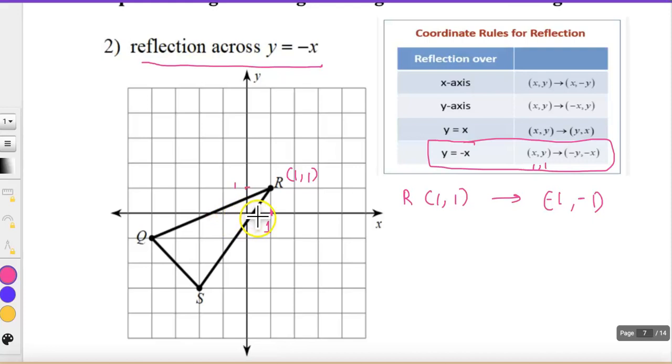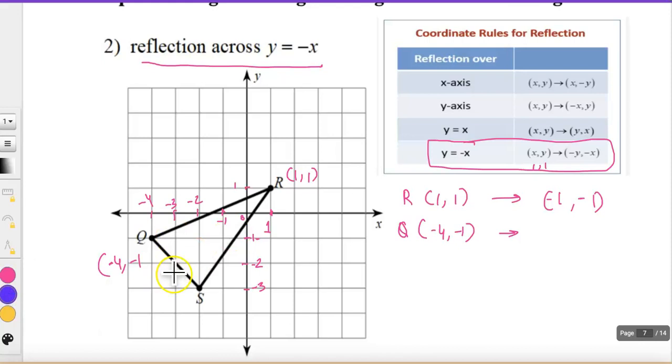What about Q? So this is my 0, that's my 1, negative 1. This is my negative 1, negative 2, negative 3. Similarly, over here, this is my negative 1, negative 2, negative 3, and negative 4. So what are the coordinates of my Q? The x value is negative 4, and this is negative 1. So let me write it over here. Q is negative 4, negative 1.